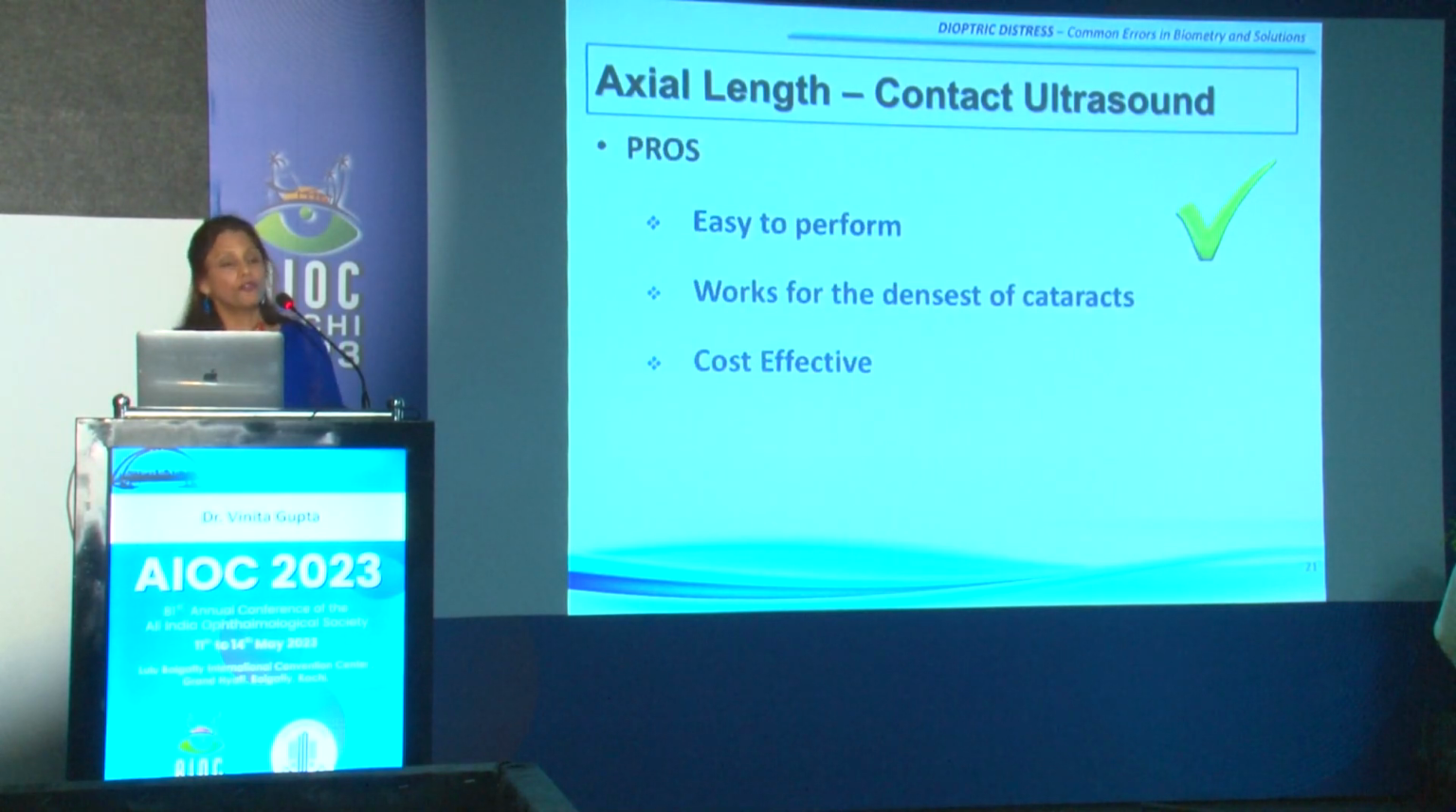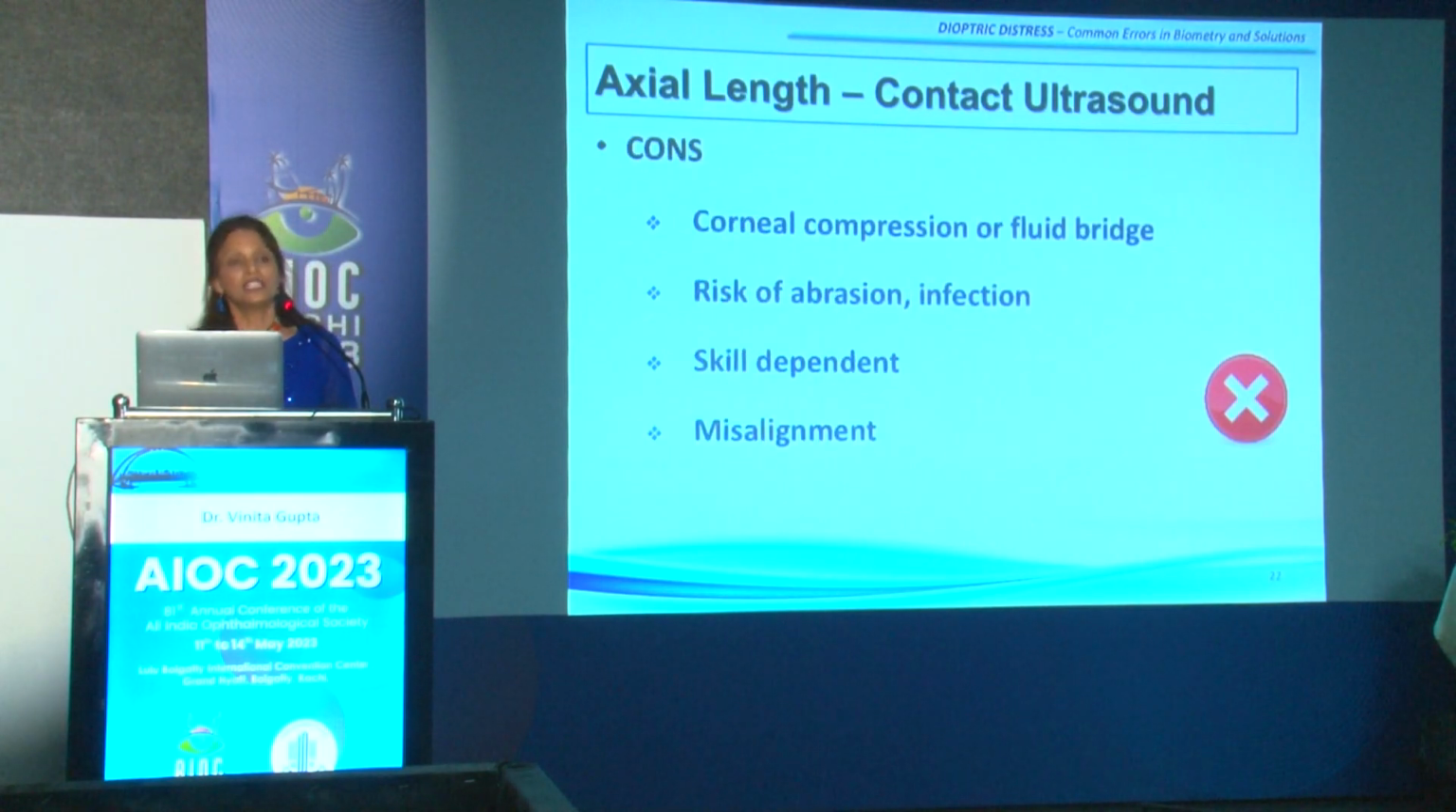So what are the pros of using an ultrasound machine? Obviously, it is easy to perform and cost effective and works for all types of cataracts, even the densest or a total cataract, which may not be the case with some of the optical biometers. The disadvantages obviously are there. Misalignment issues are more common as compared to optical biometers.